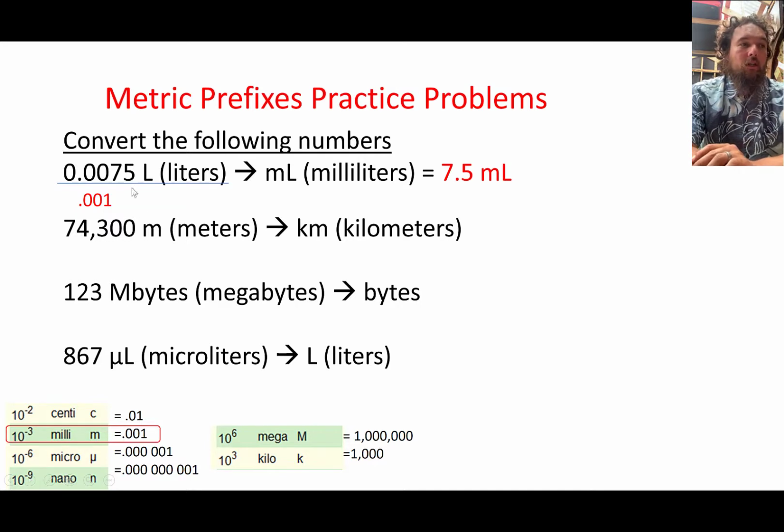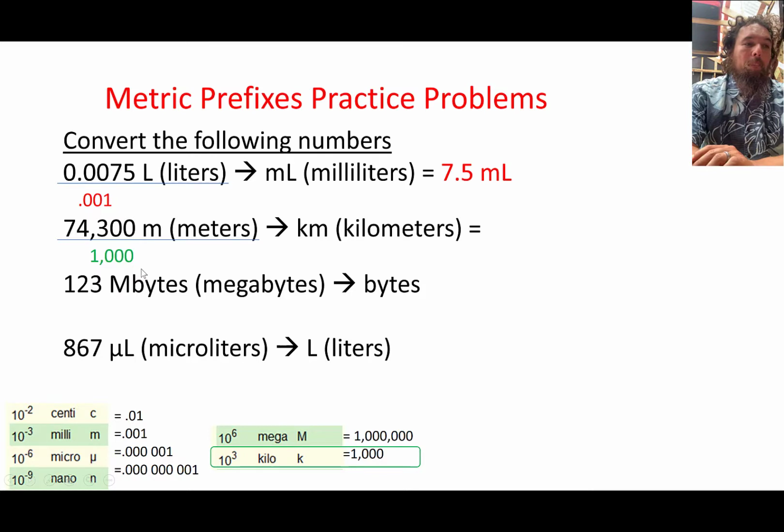Looking at meters, you can see here that the prefix that we're going to want is kilo. So we're going to use the 10 to the third, which is equal to 1,000. If there's 74,300 meters that we need to travel, if we divide that by 1,000, that tells us that we would only need to go 74.3 kilometers, which for us may not seem that common, but as we learn in this class, we'll hopefully start to get a better understanding of these different SI units and how they relate to the regular units that we look at.